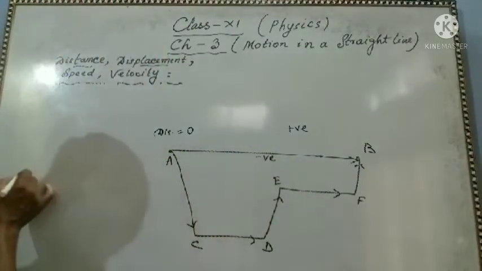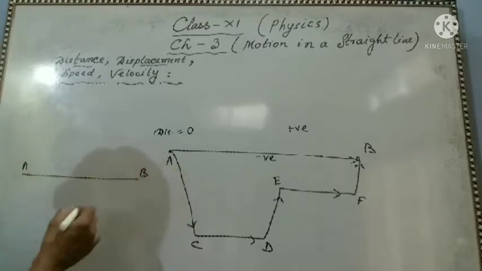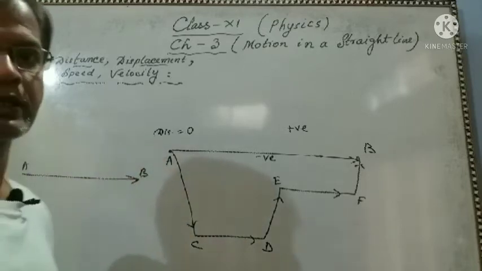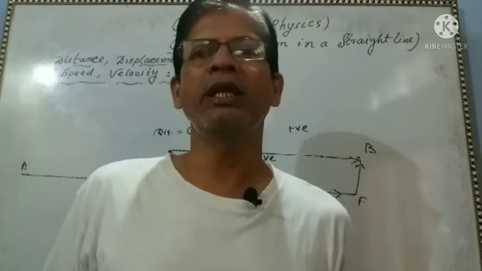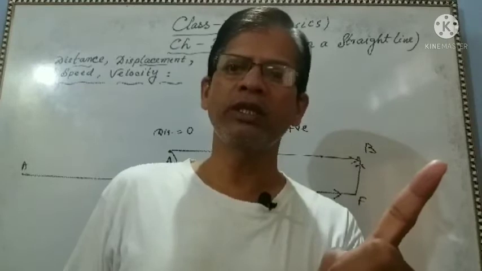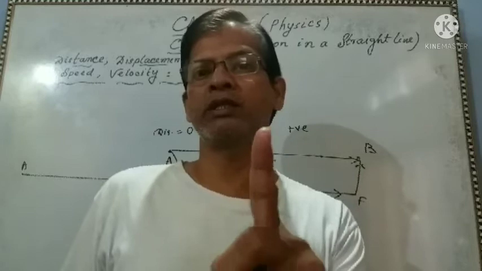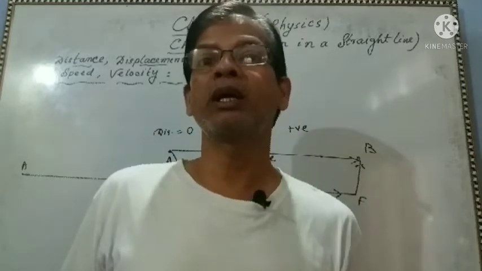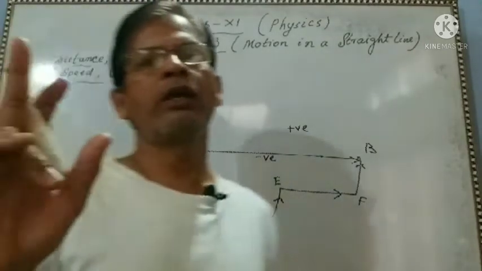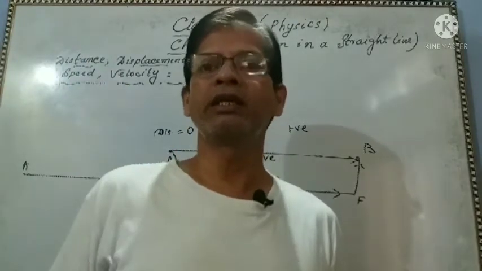If there is only one path, A to B, here distance and displacement will be the same. For this reason it is said that displacement is either equal to distance, in case of a straight path, or less than distance in case of a curved path. Displacement is either equal to or less than distance.